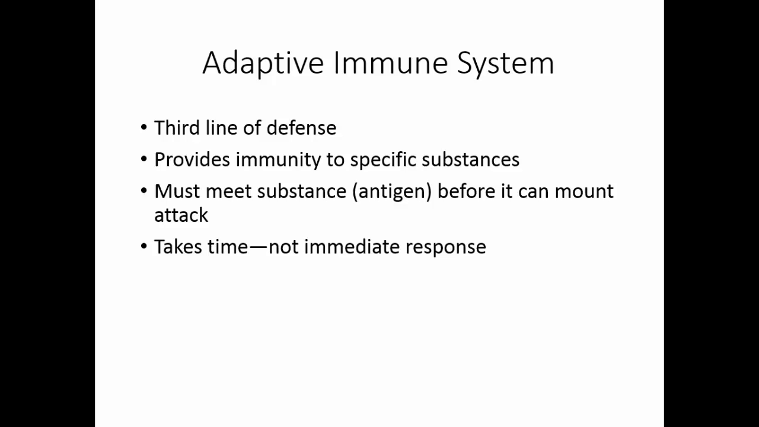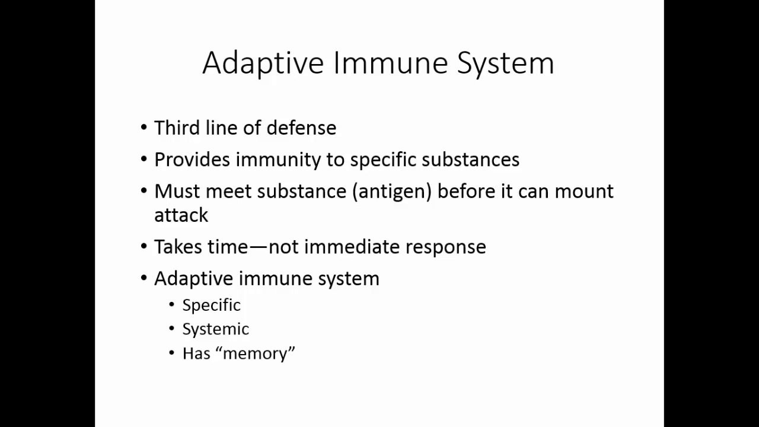However, we have plenty of chemical signals that come from the first and second line of defense that warn the third line of defense it needs to get prepared. The adaptive immune system is specific. It is systemic. It's found throughout the entire body, whereas most of your first and second line defense was local. And it has a memory. Once the adaptive immune system has encountered an antigen, it is prepared to attack it every single time it encounters it again.